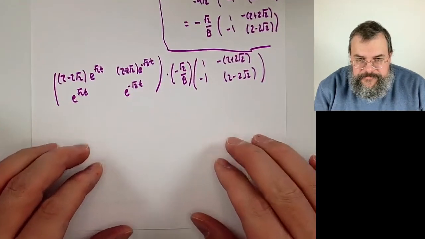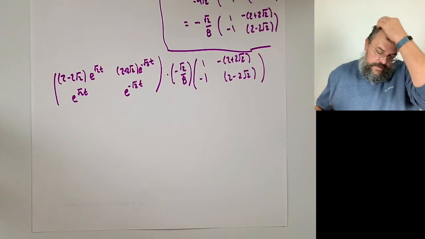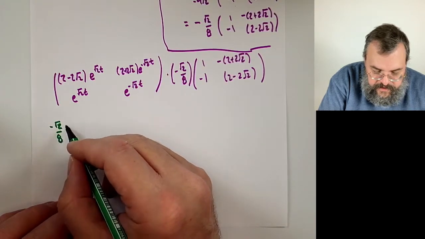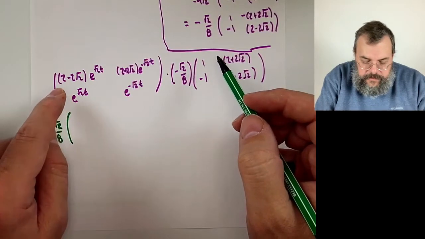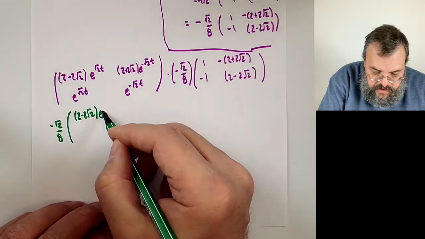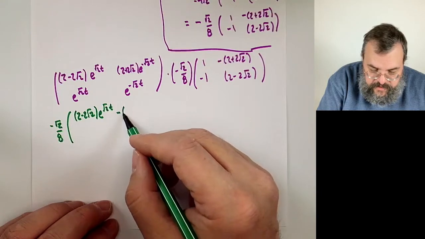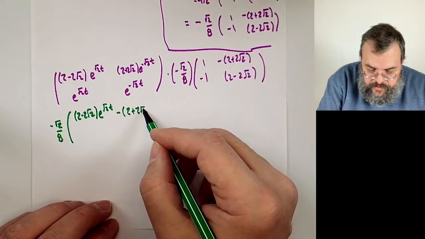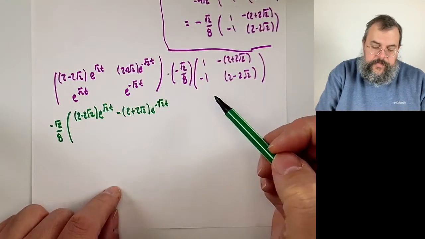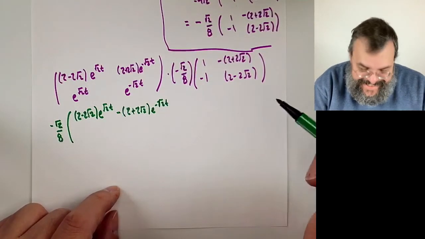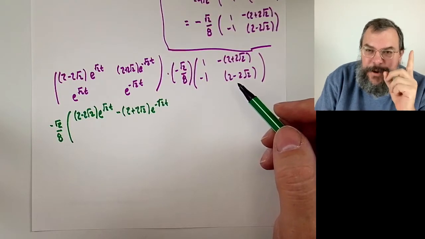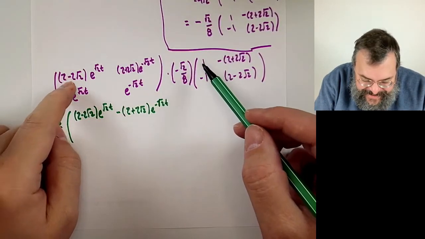All right. So, the constant comes out to the front. We can just not worry about it till we need to. So minus root 2 over 8. And so what do we have? We have 2 minus 2 root 2 e to the root 2t, subtract 2 plus 2 root 2 e to the minus root 2t. Okay, this minus that. That's one single entry.